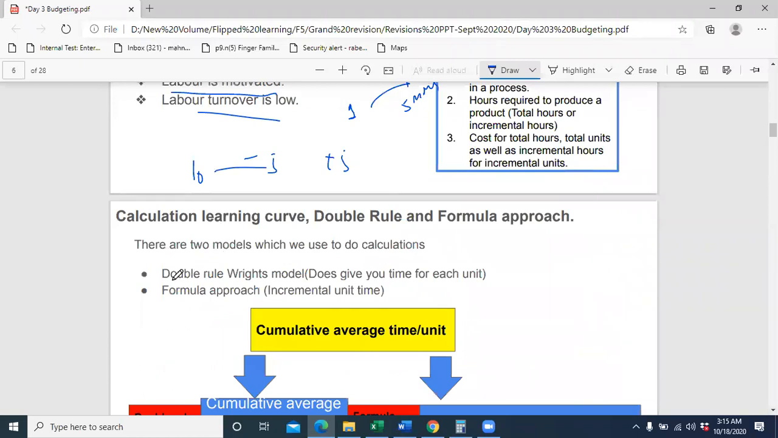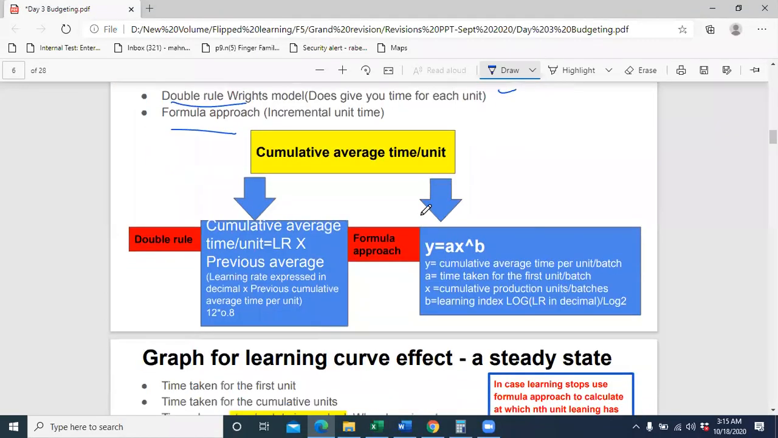Okay, and the two methods, doubling rule and formula approach. Why they're different, now I'm going to tell you. Formula approach, you calculate by this method. I already told you, this is cumulative average time per unit, time taken for the first unit batch, cumulative production at batches, learning index, how you calculated: learning rate in decimal divided by log of 2. Next is doubling rule, cumulative average time per unit is calculated as the learning rate times the previous average.